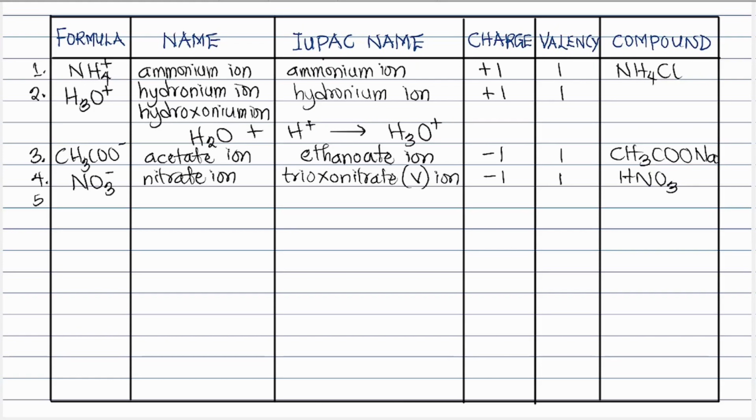Our fifth example would be a sister ion of the trioxonitrate 5 ion, which is the nitrite ion. The nitrite ion is just one oxygen atom less than the nitrate ion. So in this case, it is NO2-. Its IUPAC name is dioxonitrate 3 ion. It has a charge of -1, a valency of 1, and a typical example is the dioxonitrate 3 acid.